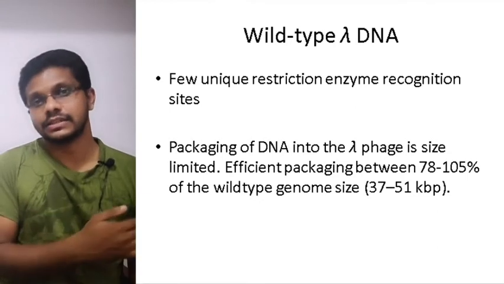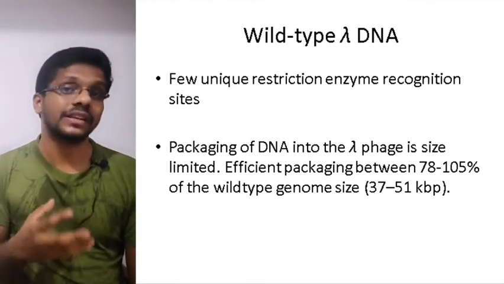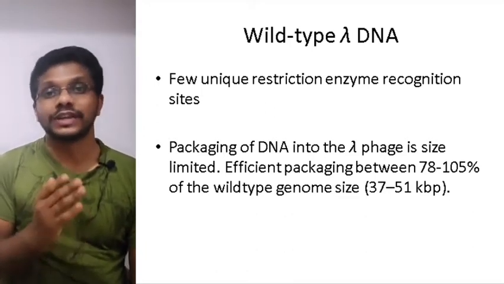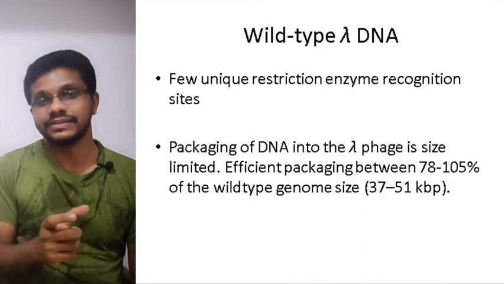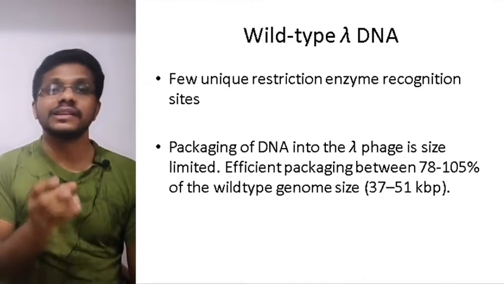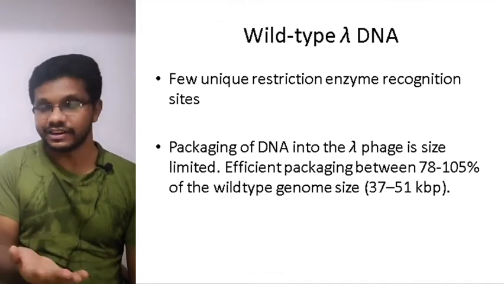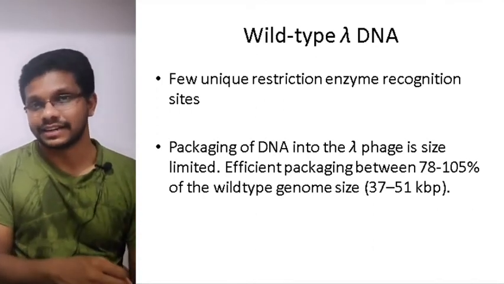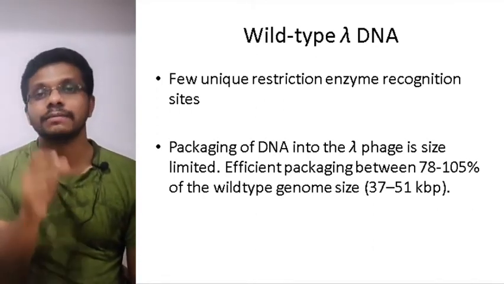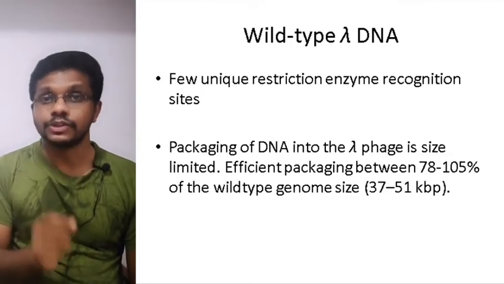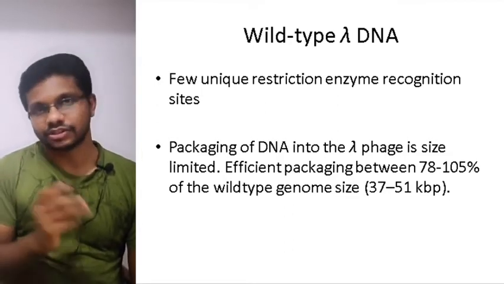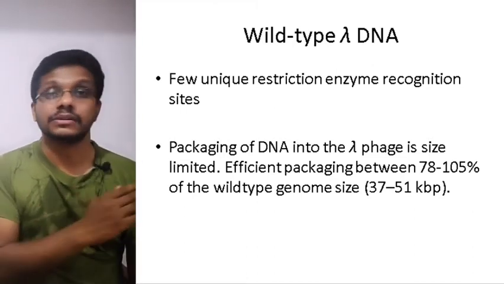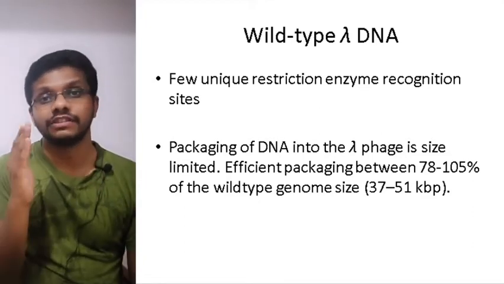But if your DNA is longer than 51 kilobase pairs, it cannot accommodate it. There is not enough space for that. And on the lower side, the size can be down to 37 kilobase pairs. If a DNA is 37 kilobase pairs, it can be packed into the lambda head. But if the DNA is shorter, say 35 kilobase pairs, it cannot fit into the lambda head. So in order to fit a DNA into the lambda head, the size should be between 37 and 51 kilobase pairs. The actual size is 48.5, but there is some flexibility. So any DNA with a size between 37 and 51 kilobase pairs will fit into the lambda head.